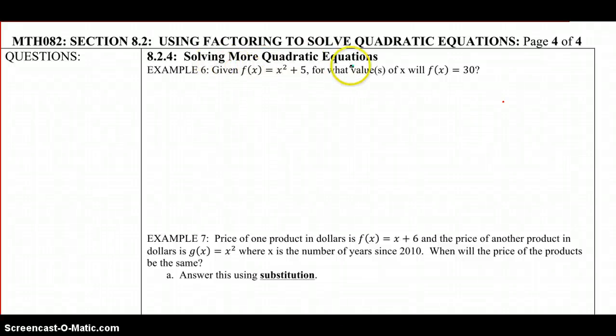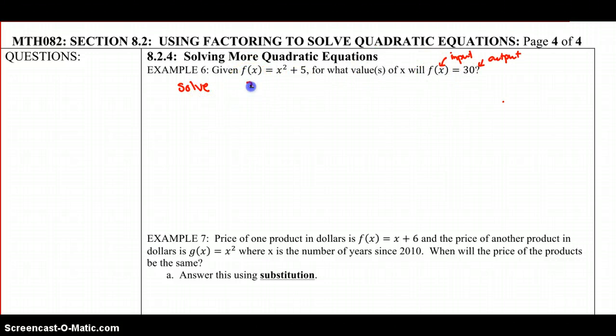Alright, so solving more quadratic equations. We're given f of x equals x squared plus 5 and asked for what values of x the function will be equal to 30. So here we're being asked to find the inputs that will give us an output of 30. To answer that question involves solving the following equation.